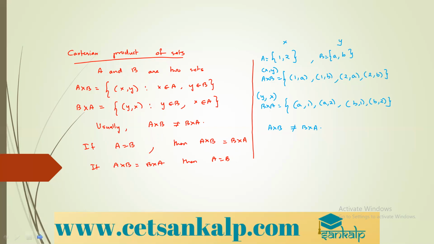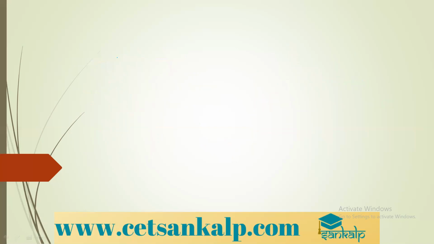Then, apart from this, I can tell some more things about the Cartesian product. Like if number of elements in the set A is m and number of elements in the set B is n, then the number of elements in the set A cross B will be m into n. And the number of elements in the set B cross A will be n into m.